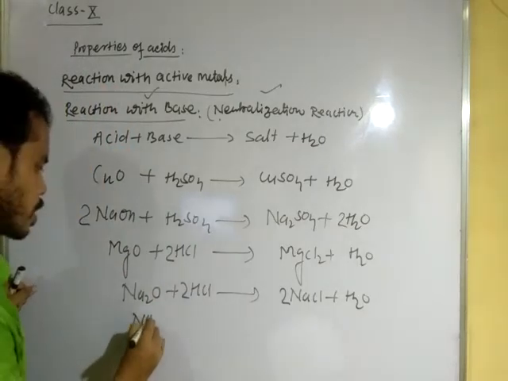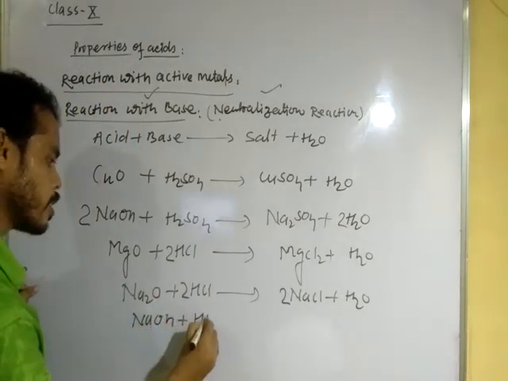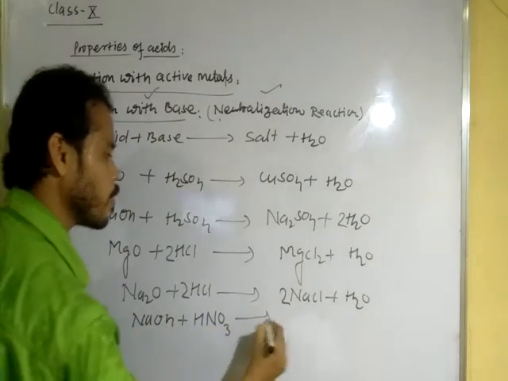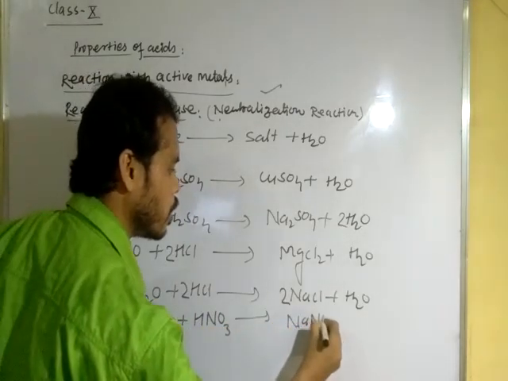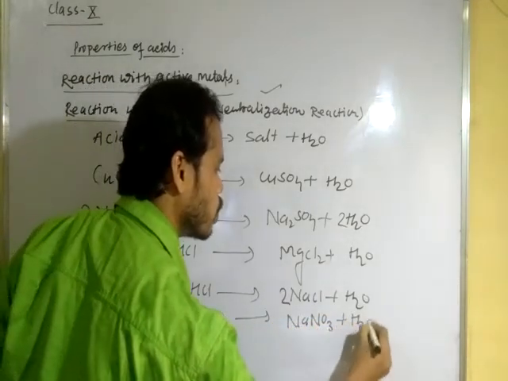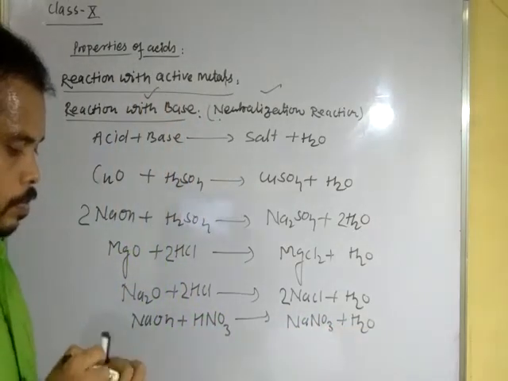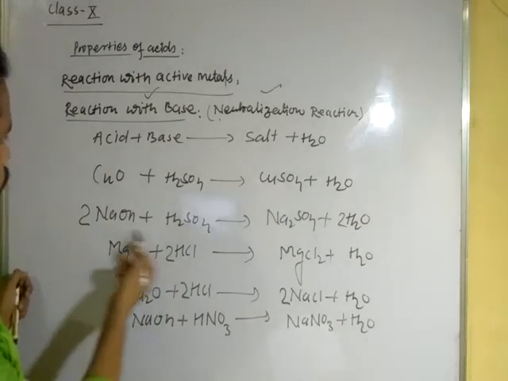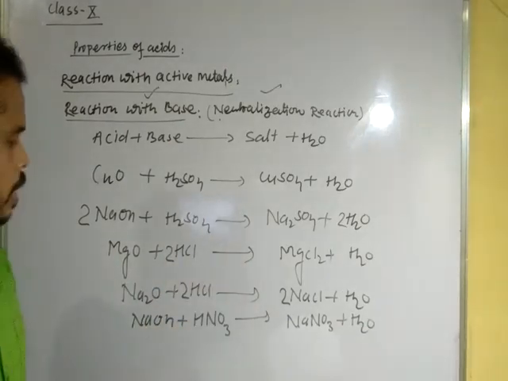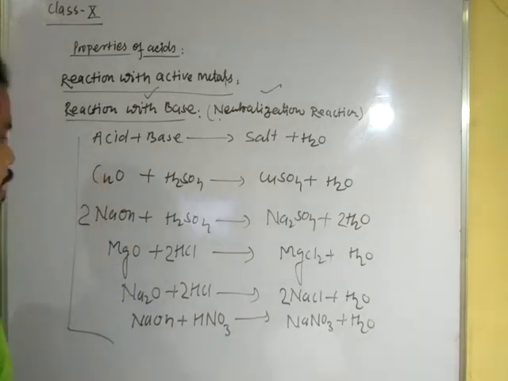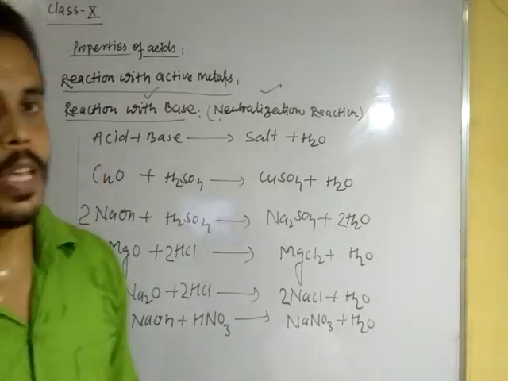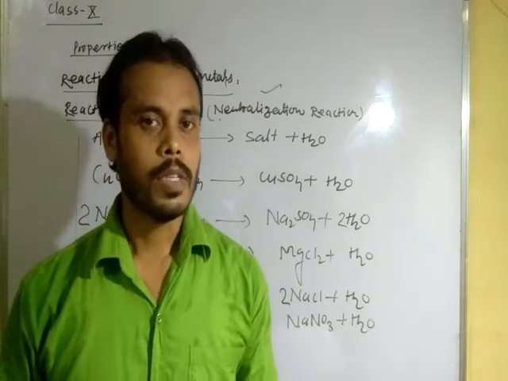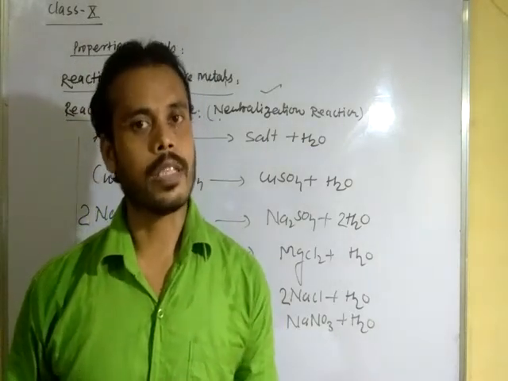NaOH, sodium hydroxide, with HNO3, nitric acid, forms sodium nitrate, NaNO3, and H2O. Once again, clear? This reaction is also balanced. Sodium hydroxide with H2SO4 we have already discussed. These are the reactions of acid with base, or base with acid, to form salt and water, also known as neutralization reaction.